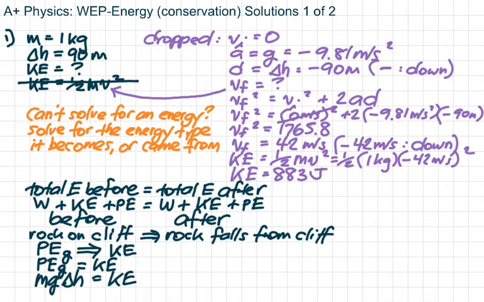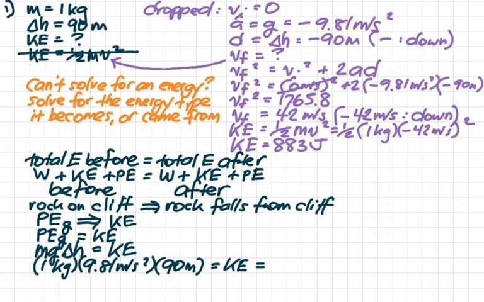Now I know m, I know delta h, I can throw g in there, and I can solve for my kinetic energy. When we do 9.81 times 90, we wind up with, oh, will you look at that, 883 joules. That's what we got before.